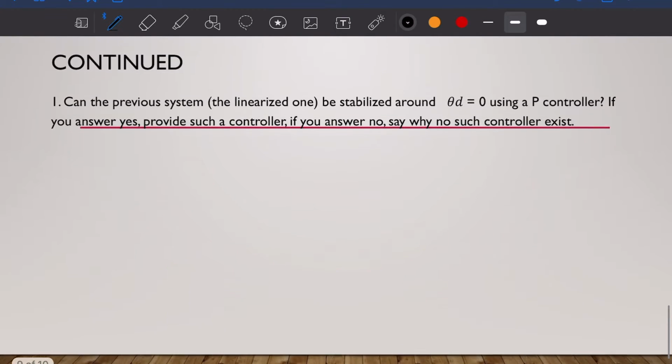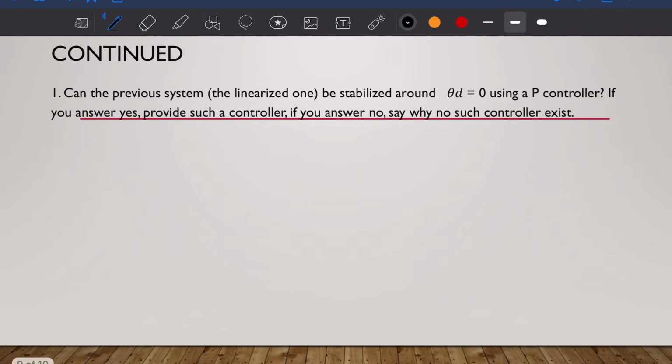Okay, the first problem. I think I changed something. From the previous system, we have the linearized one. Can it be stabilized around theta d equals to 0 using a P controller? If your answer is yes for such a controller, if no, then say why no such controller exists. First, we're going to write down tau equals to Kp times theta d, the desired, minus theta, and then theta d minus theta is equal to theta e. That's the error.